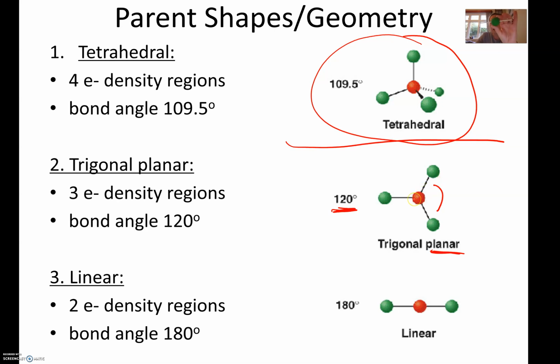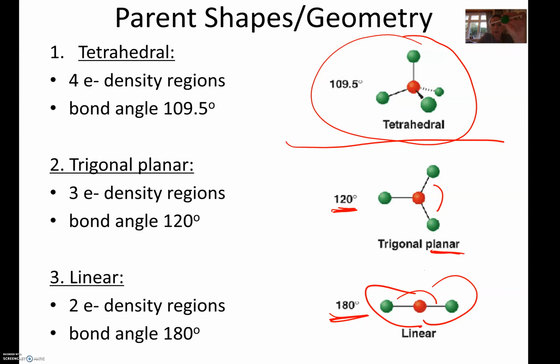The last parent geometry is linear. Where you've got a central atom, and on either side, you've got 2 bonding. And this gives a bond angle of 180 degrees. In this one here, there are 2 electron density regions. So there are 3 parent geometries, and all of our other shapes are derived from these 3 parent geometries.